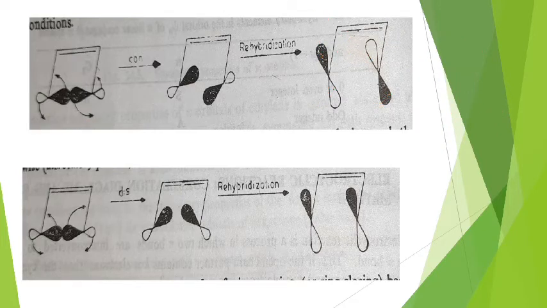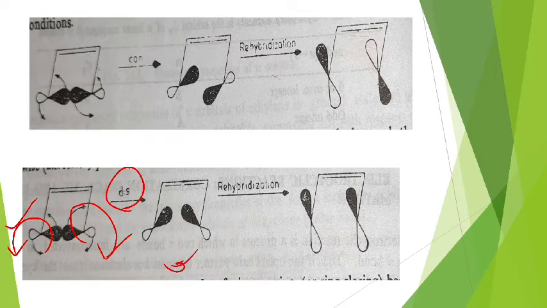Another condition is if the two sigma orbitals are rotated in opposite directions. That means one orbital rotates in clockwise direction and the other in anti-clockwise direction, then it is said to be disrotatory mode. So if disrotatory rotation takes place, then we get this type of sigma orbitals.